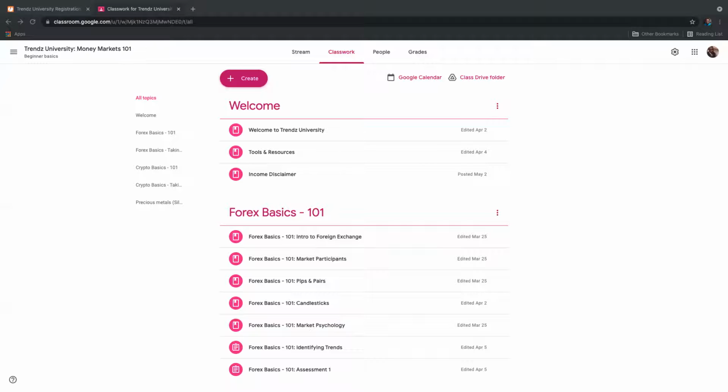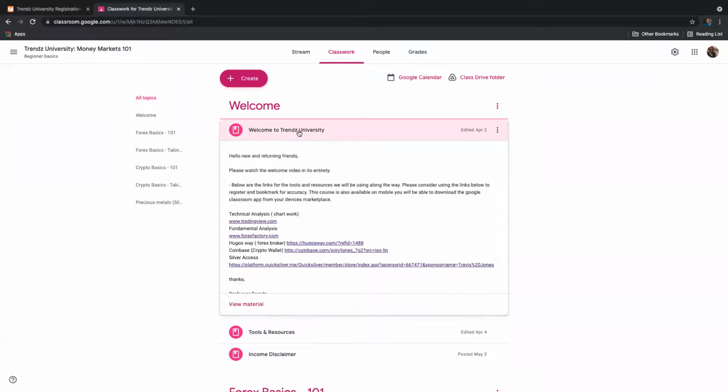So looking at it right now, let's talk about the basics. I'm going to introduce you to the foreign exchange market here in a second. That's basically what today is going to be about. We're going to go through the introduction, but first I want to go over the welcome.